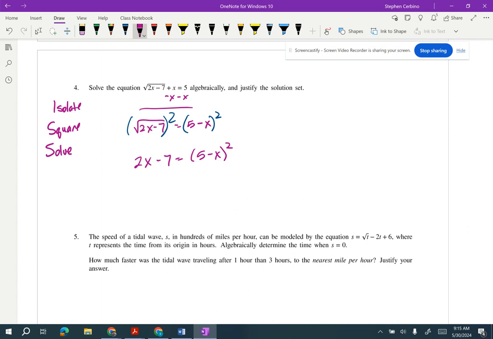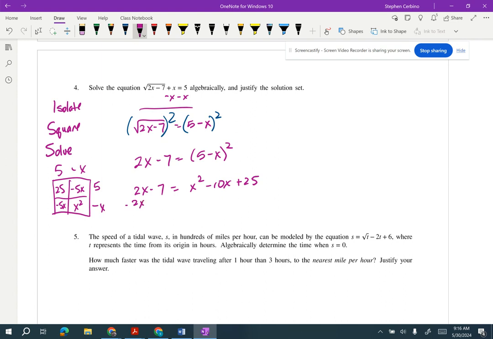Now we should be able to solve this equation, right? I can make some boxes to multiply out 5 minus x and 5 minus x. So we'd get 25 minus 5x minus 5x and x squared. So we have 2x minus 7 is equal to x squared minus 10x plus 25.